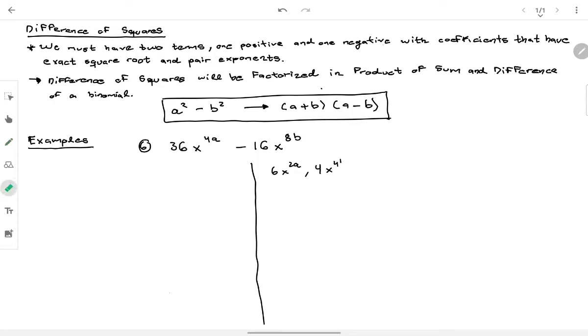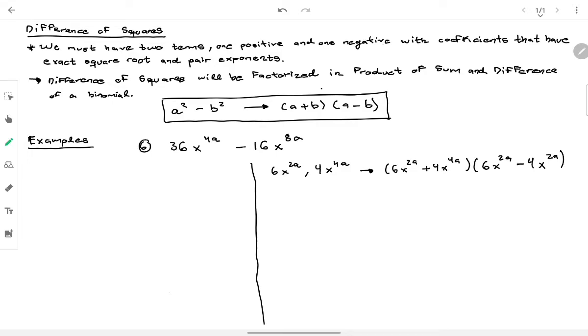I'm sorry, here it was a to be the one that is tricky. So it's going to be to the 4a. In this case, on the first parenthesis, 6x to the 2a plus 4x to the 4a. And on the second one, it's going to be 6x to the 2a minus 4x to the 2a.